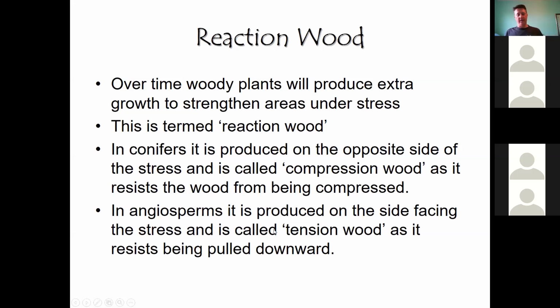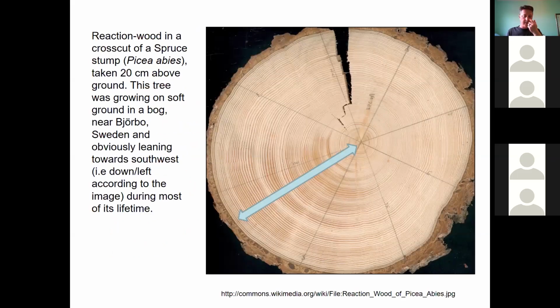So the way this would work is if a branch is sticking out on a conifer, maybe we can just go to this picture here. If you put your arm out, a conifer is going to build muscle, or wood, underneath the branch to prop it up. And say an ash tree is going to build muscle on the top to keep it from being pulled down. So they just have two different ways of dealing with it.